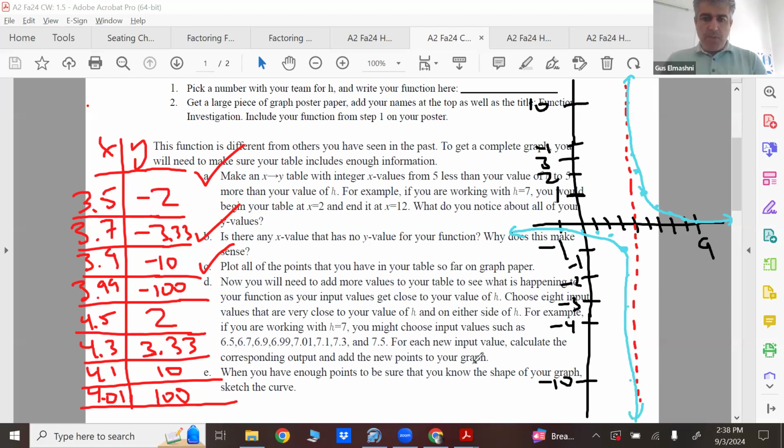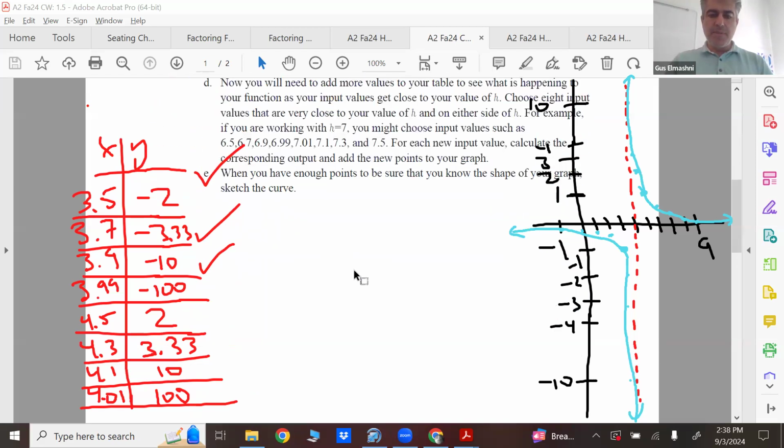So when you have enough points, be sure that you know the shape of the graph and sketch the curve. So that's how the curve looks. It looks like this. It's basically 2 branches where they level off towards the x-axis on the far left, far right. But in the middle, one shoots up forever, one shoots down forever.